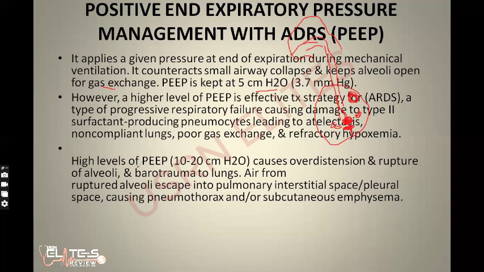So over here, we are saying high levels of PEEP, that's between 10 to 20 centimeters of water, cause overdistension and rupture of the alveoli and barotrauma to the lungs. So air from ruptured alveoli escapes into the pulmonary interstitial space or pleural space, causing pneumothorax and/or subcutaneous emphysema. So look at what this one is saying and look at what this one is saying.